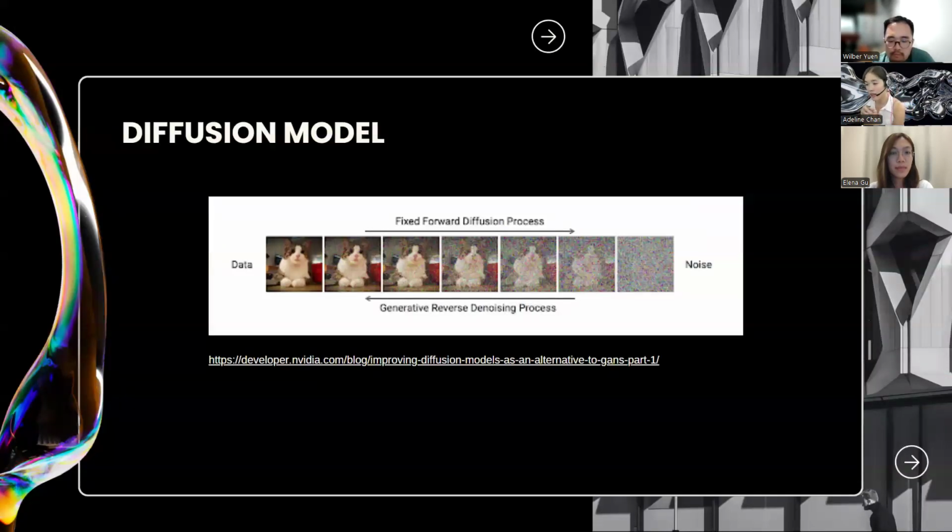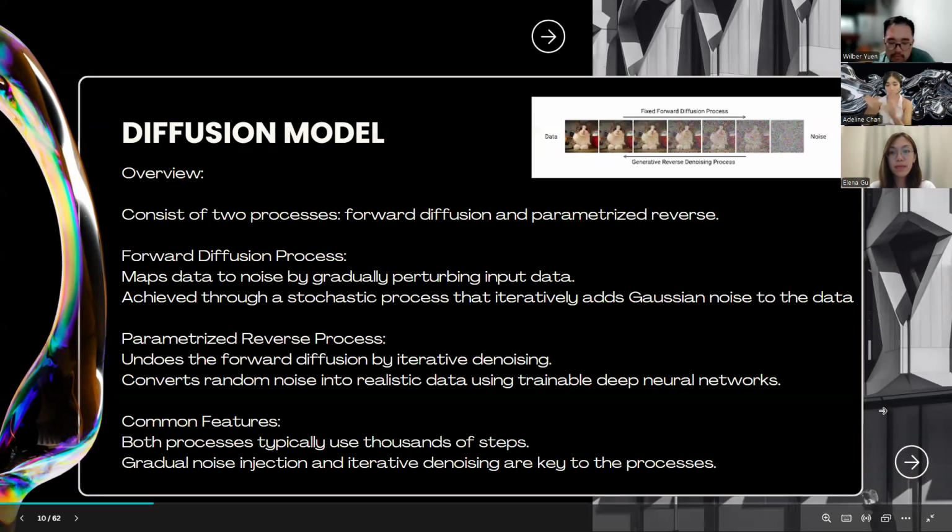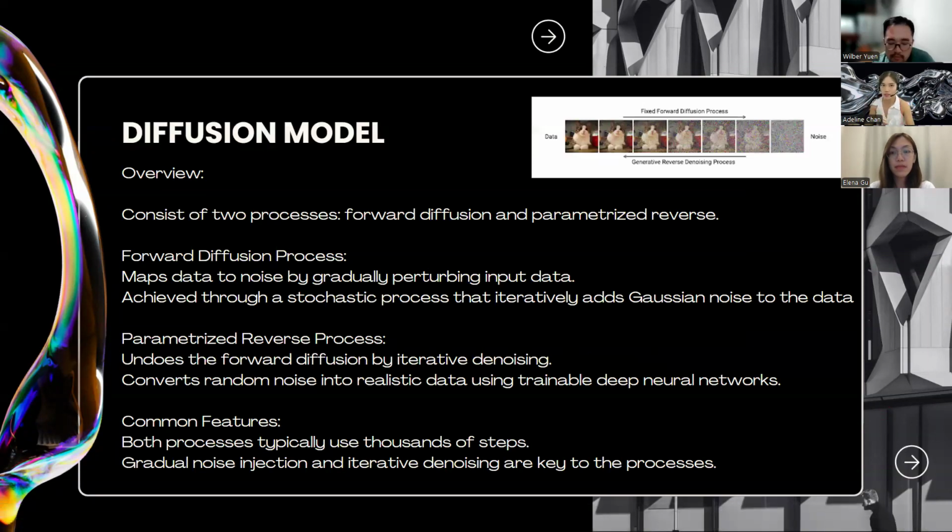I thought finding an image with a cat would catch your attention. So in short, the diffusion model actually does a couple of things. It goes from data to noise, and there are two different processes. There's the fixed forward diffusion process and then the generative reverse diffusion process. And what on earth does that mean? It's a lot of text here, so you can just listen to me if text is putting you off. For the diffusion process, basically it is mapping the data to noise by gradually perturbing input data. And then to go backwards is to undo the forward diffusion.